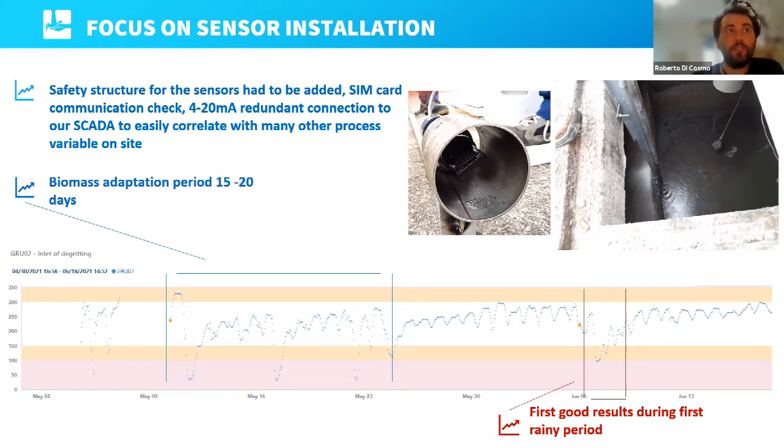As a first result, of course, we have an adaptation period of 15, let's say 20 days at the beginning. And then we saw the first results, good results, also during a rainy period that, of course, in Italy, is not so frequent in summer, but it happens. And the system, of course, goes back to the normal value, as you see here on the right side of this graph.